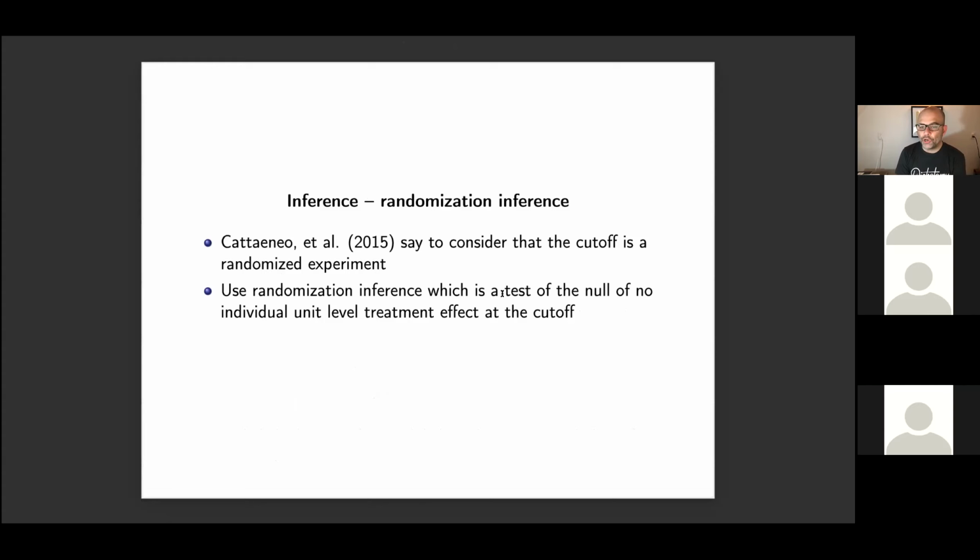Cattaneo is an alternative paper to that Hahn, Todd, and Van der Klaauw smoothness paper, and they say if you want to do inference, you can also do randomization inference. You just have to assume that the cutoff is a randomized experiment, that some units are just being randomly pushed to one side or the other of the cutoff, which for many applications does seem probably true, just because of the sheer amount of noise that goes into the effort that we make. Then we could use randomization inference, which is a test of the null of no individual level treatment effects.